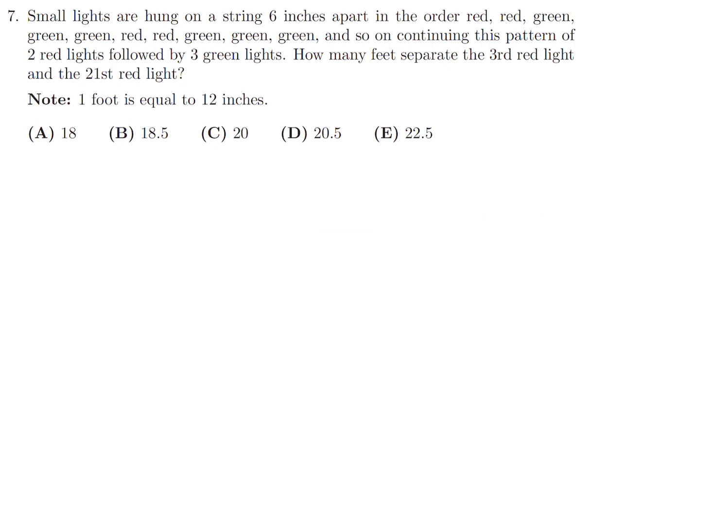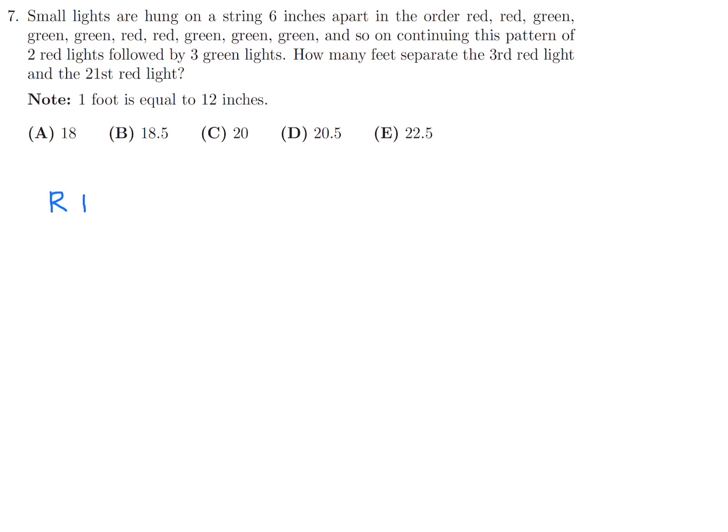Small lights are hung on a string 6 inches apart in the order red, red, green, green, green, red, red, green, green, green, and so on, continuing this pattern of 2 red lights followed by 3 green lights. How many feet separate the 3rd red light and the 21st red light? Note 1 foot is equal to 12 inches.